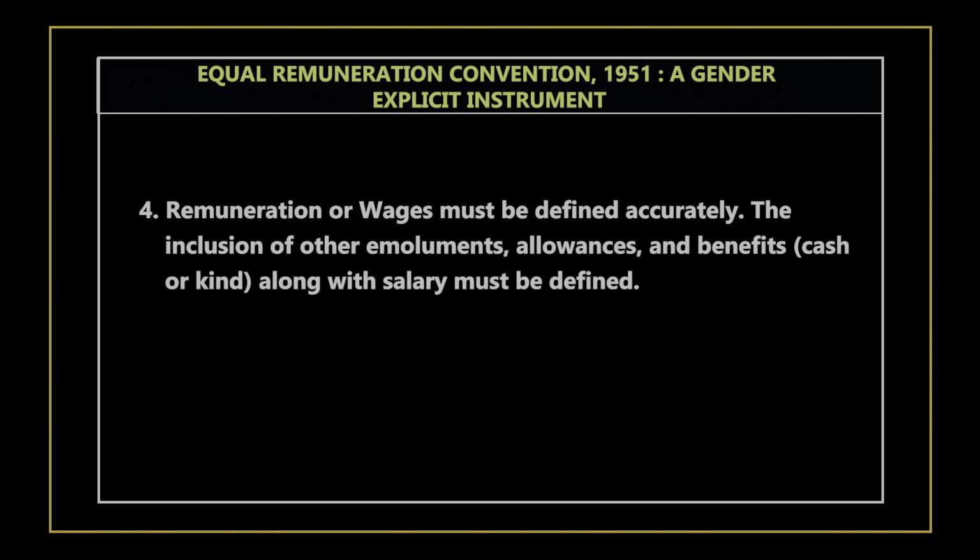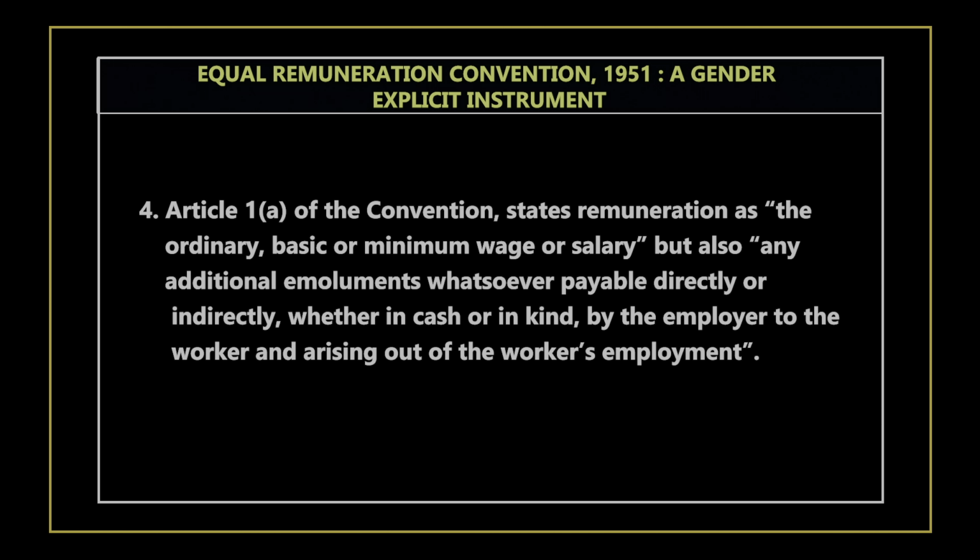Number 4, remuneration or wages must be defined accurately. The inclusion of other emoluments, allowances and benefits, cash or kind, along with salary must be defined. Article 1, Clause A of the Convention states remuneration as the ordinary, basic or minimum wage or salary, but also any additional emoluments whatsoever payable directly or indirectly, whether in cash or in kind, by the employer to the worker and arising out of the worker's employment.